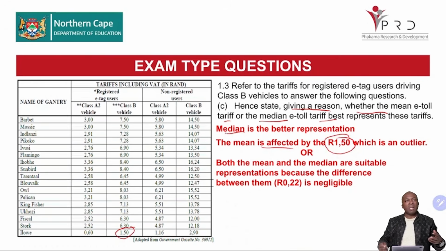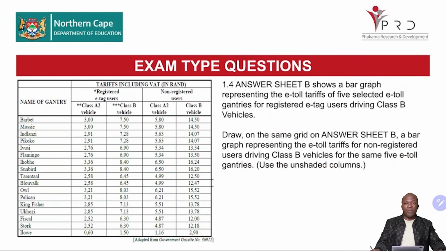So that's an outlier. Therefore, if you have a mean and there's an outlier there, it affects the mean. Once there's an outlier, it means your focus must be on the median. If there was no outlier, we're going to use the mean. Another way you could have responded is that the mean and the median are suitable representations, because if you look at the total, the difference amongst them is like 0.22, which is not that very much.